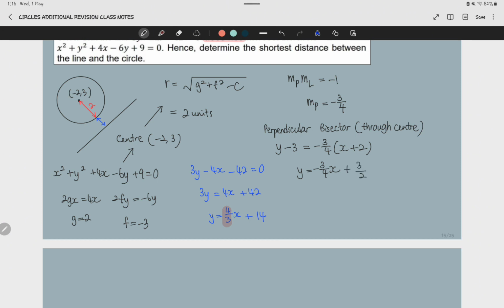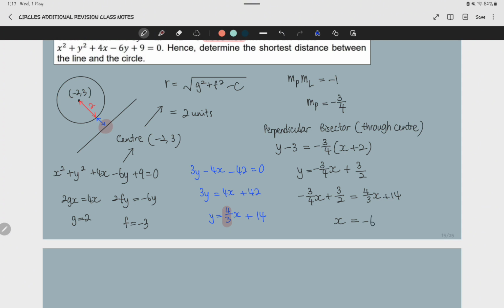This is the equation of the perpendicular bisector passing through the center, which is something that you want in order for you to solve. Getting this, you can find the intersection point here, because we have another straight line already, right? So we can find the intersection point. Negative 3 over 4 x plus 3 over 2 equals 4 over 3 x plus 14. So your x, you just calculate, just press the calculator, no need to think much. Okay, so you get negative 6.